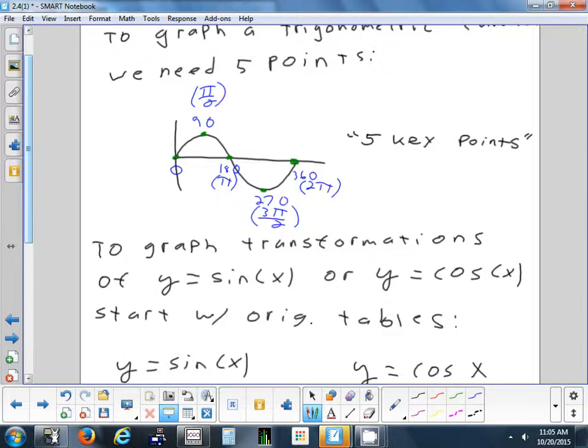Okay, the reason we're going to pick these x values is because it separates the graph equally. We're basically putting a point every 90 degrees. And that gives us those nice 5 points.